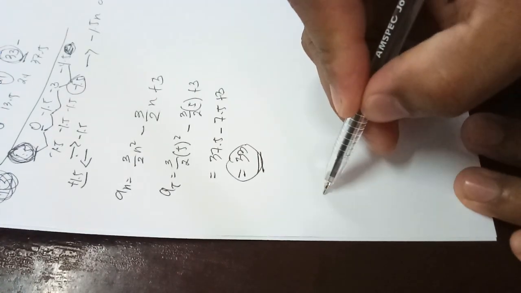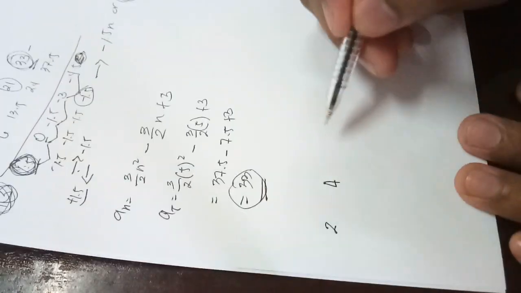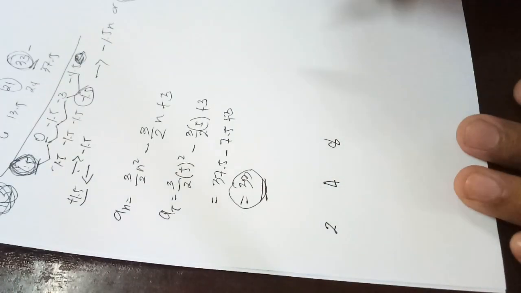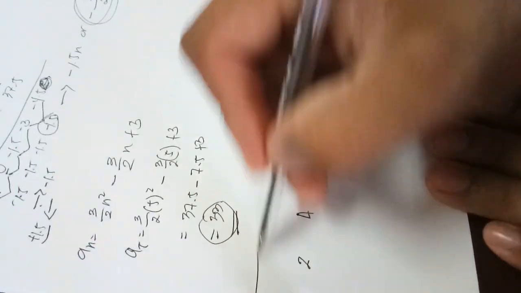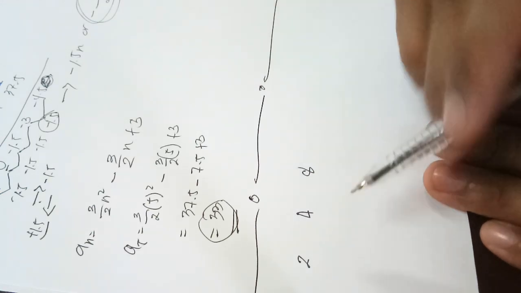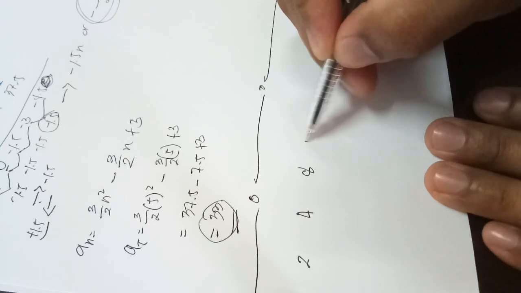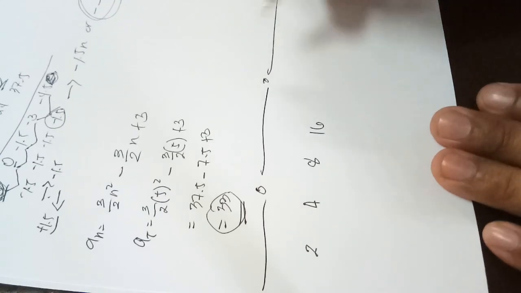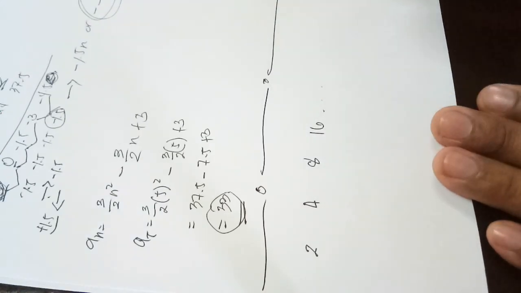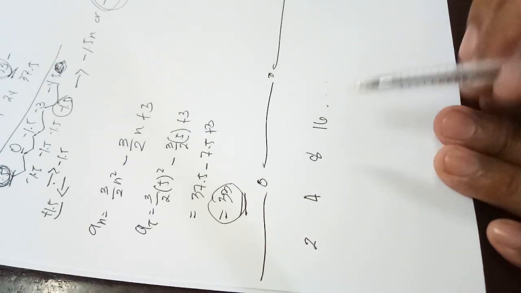Just like, for example, we have 2, 4, 8, 2, 4, 8, we have here 16. Okay, so on and so forth. So it is another quadratic sequence.